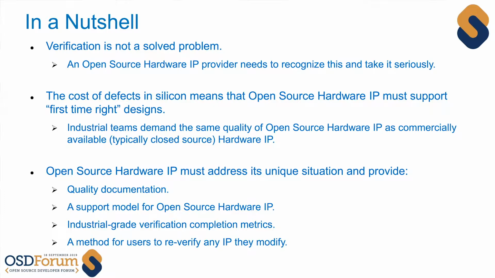Industrial grade verification completion metrics. This is really big to me. And I think it's really big to the people that would use open source IP. They can't just see a checklist and say it's done. They want to be able to see something that proves that you've done a good job with verification. And last but not least, a method for users to re-verify any IP that they may have modified.